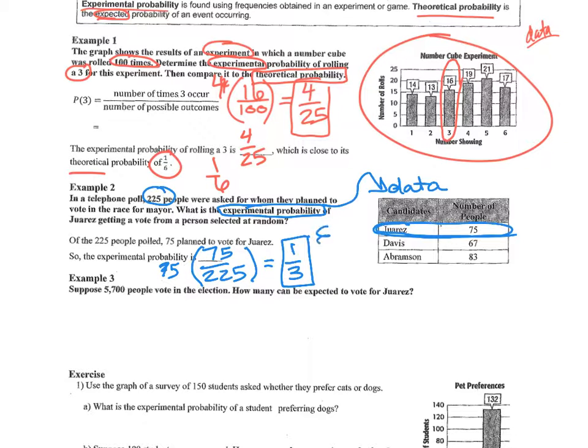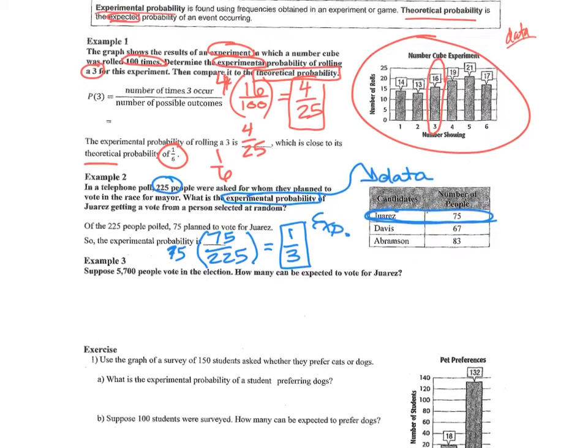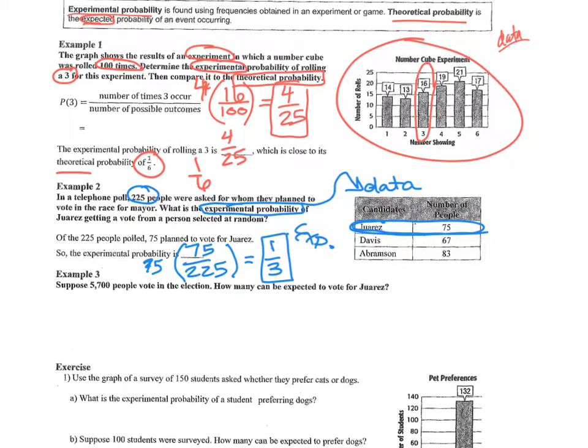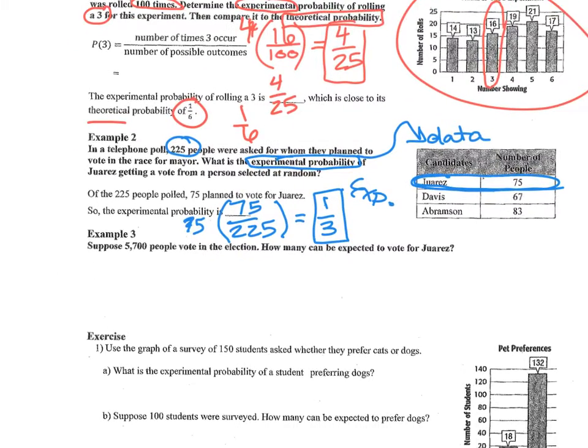So 1 over 3, that's our experimental probability. It didn't ask for theoretical, but it would be the same.